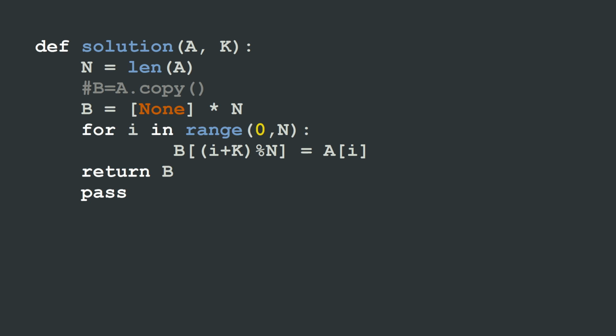In Python, we are provided the solution function that takes two parameters, the array A and K, the integer. I will store the length of A in a variable called n equal to the length of A, and I will create an empty list B of the same size as A. I'm using the size of A here, which is n. I could have done it also by copying the list A into the list B, and then modifying the content of B.